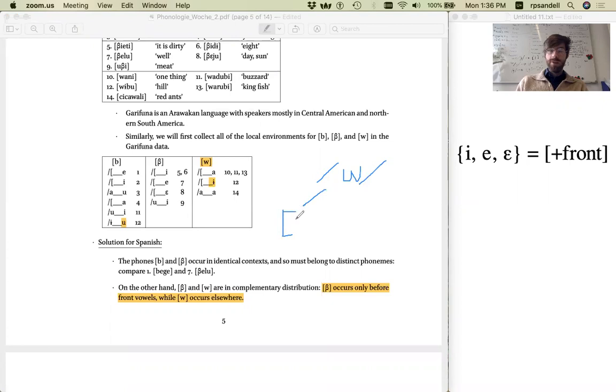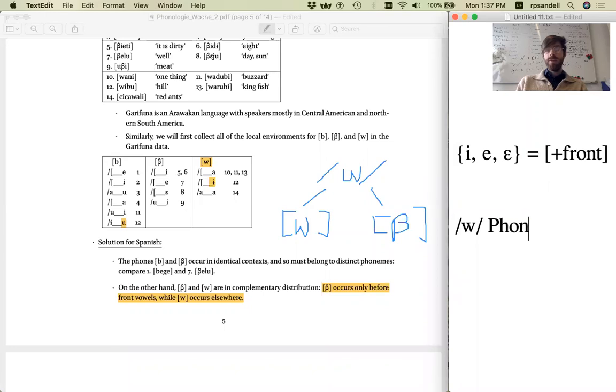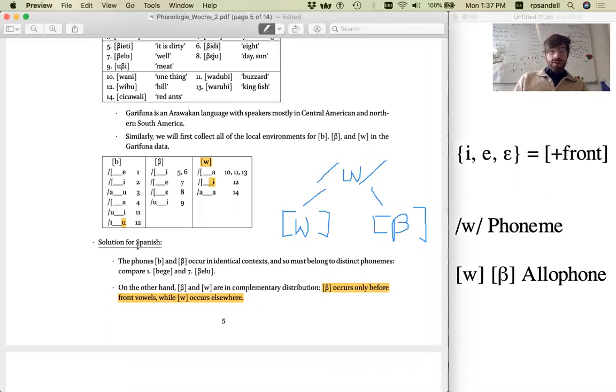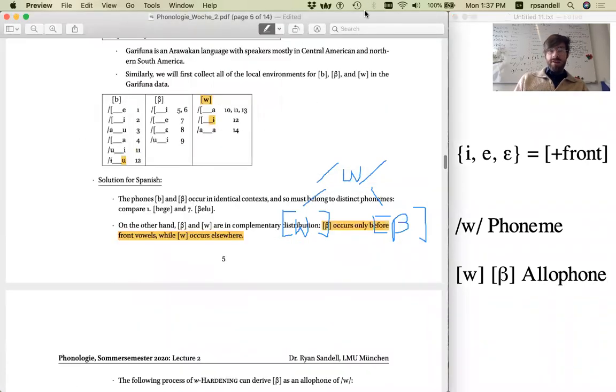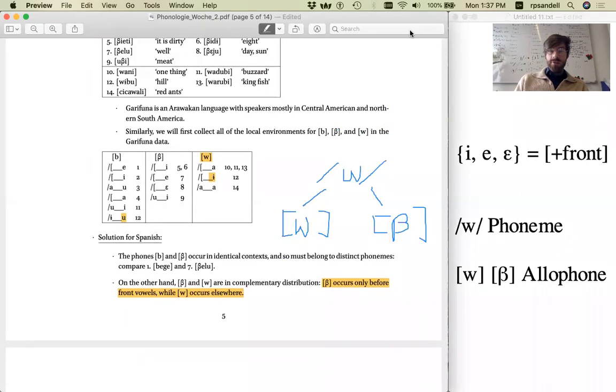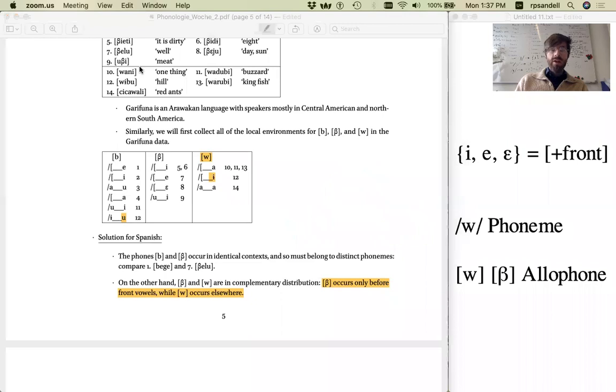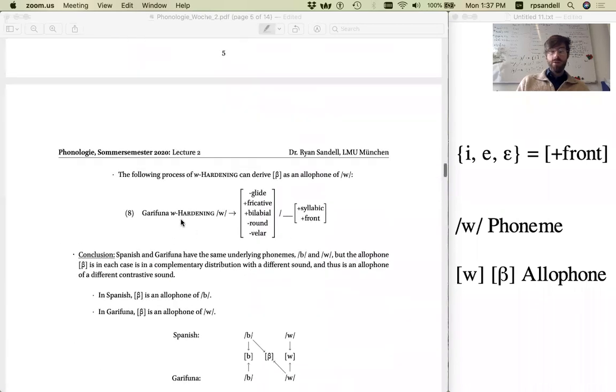We'll posit that the underlying representation for this phoneme is a glide wa, and that glide wa has then two allophones, the glide wa and the fricative va. We write that over here as well, just to make sure it's clear. And our two allophones were wa and the va. With the following rule then, based on the context in which we could establish where the bilabial fricative va occurs, we can write a corresponding rule.